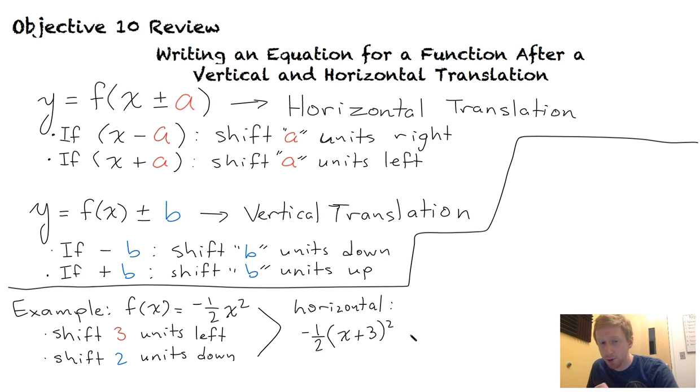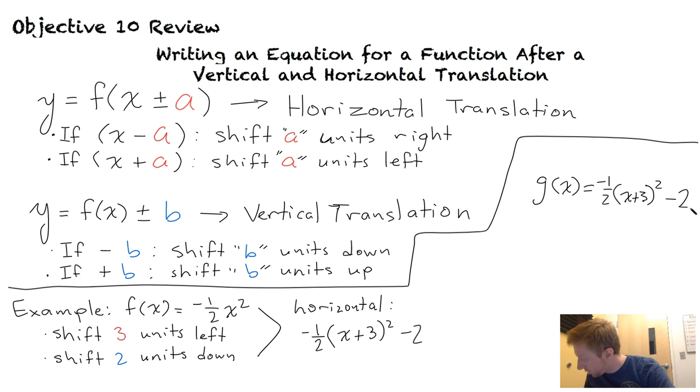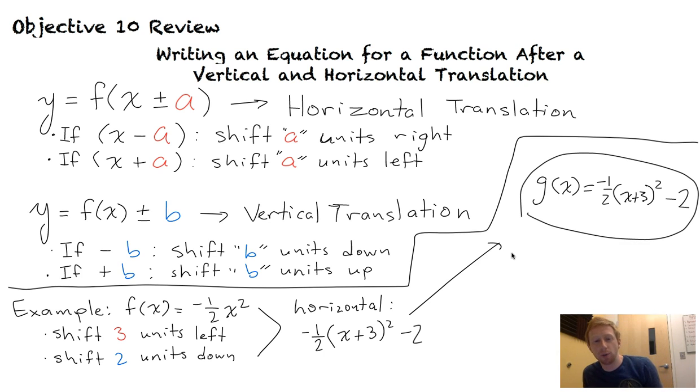Then, to shift the graph 2 units down, we must subtract 2 from the whole function. So the final answer ends up being g of x equals negative 1/2 times the quantity of x plus 3 squared minus 2. And that's our final answer. Again, remember that with a horizontal translation, it has to do with what is being added or subtracted directly to x inside the parentheses. A vertical translation has to do with anything added or subtracted to the whole function, as in the second part.